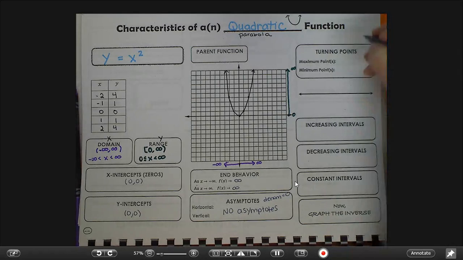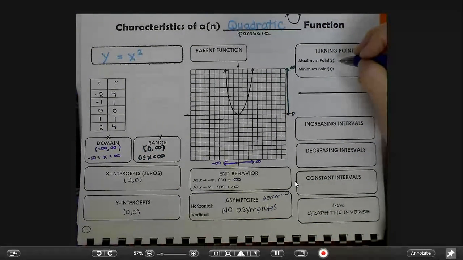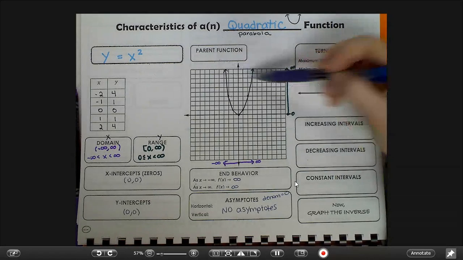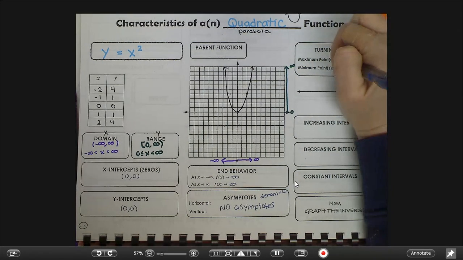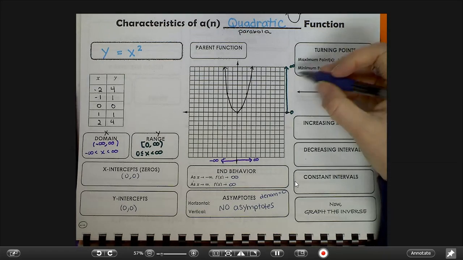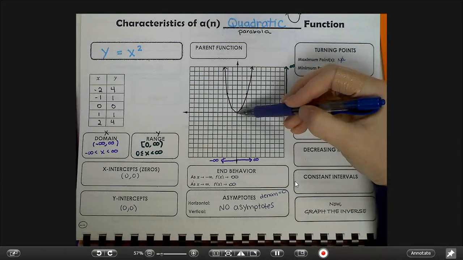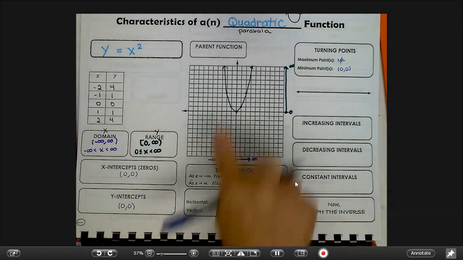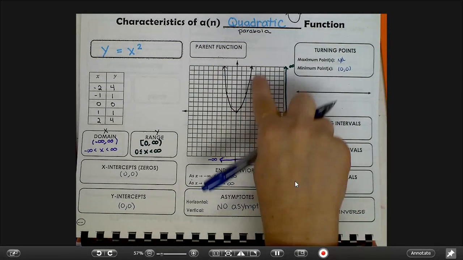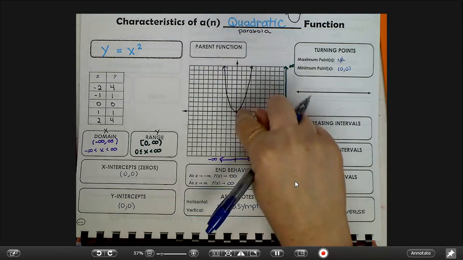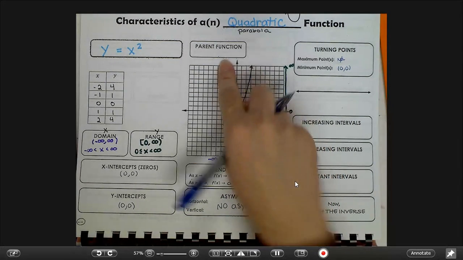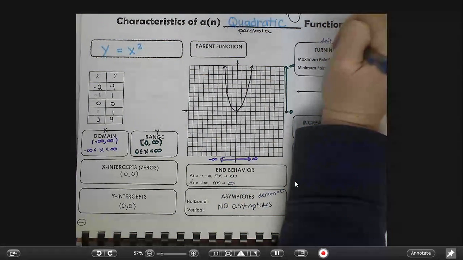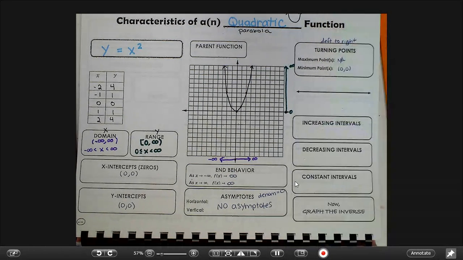A turning point is where it changes from going up to down or down to up. So our maximum, where's our highest? Well, we don't have one. Okay, but we do have a minimum right here at 0, 0. That's where it changes from going down to going up. And I know that's kind of confusing because I just said it's going up when it goes this direction. But for this kind of thing, you're going to be looking left to right.